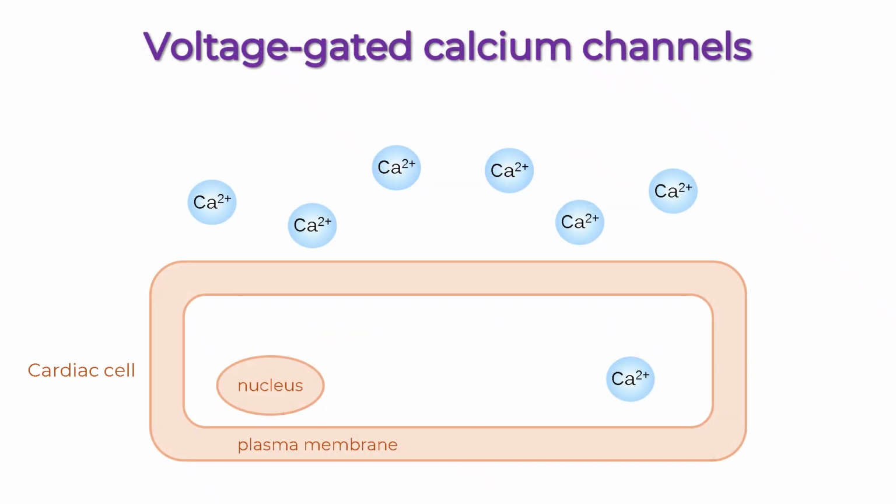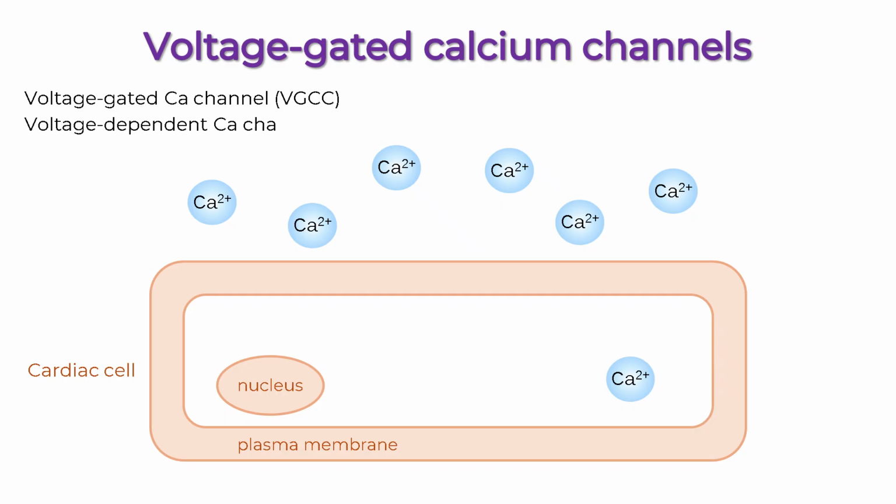As their name suggests, calcium antagonists are a group of drugs that block the flow of calcium ions through calcium channels. They specifically target voltage-gated calcium channels, often abbreviated as VGCC, although the channels may also be called voltage-dependent calcium channels and abbreviated as VDCC.